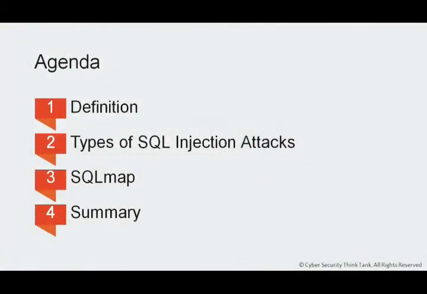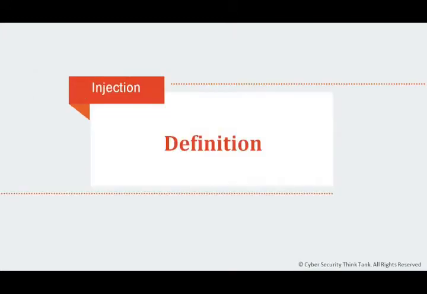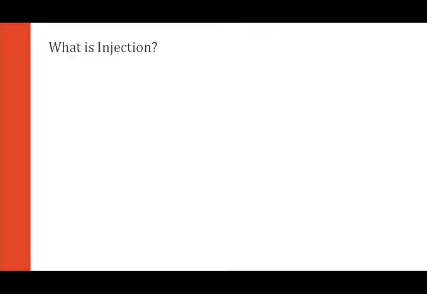So we're going to talk about the definition of what is injection, what is SQL injection, the types of SQL injection that we have, and SQL Map, which is a pretty good tool, open source, available in Kali, that can help you to automate this whole process. We're going to teach you how to do it manually and then how to automate it with a tool. So let's go to the definition.